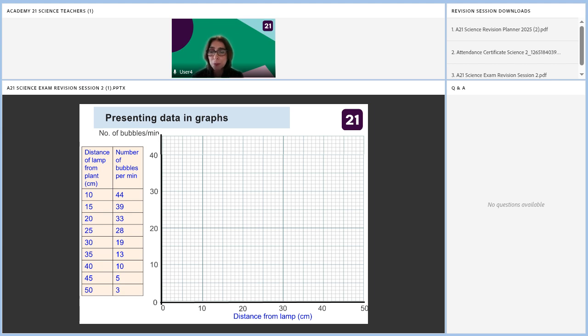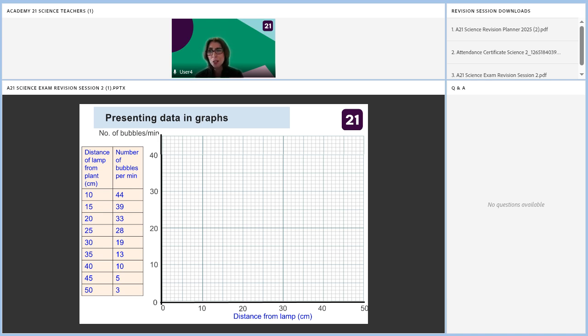Okay, so we are going to be taking a look at one or two examples first of all. The first example is this one here, using the practical that Jess was talking about a couple of minutes ago, where we're looking at the rate of photosynthesis and how it is affected by the intensity of light. So this is a typical set of data that you might have collected from a practical such as that. You'll probably be given this data on an exam question, and you might be asked to plot that data onto a graph.